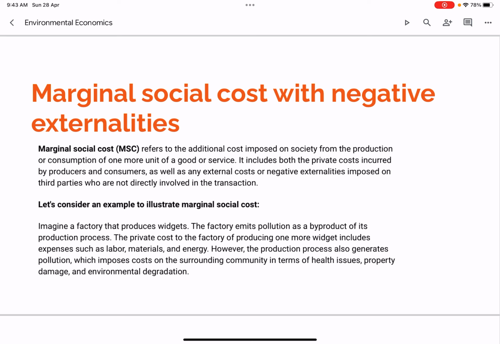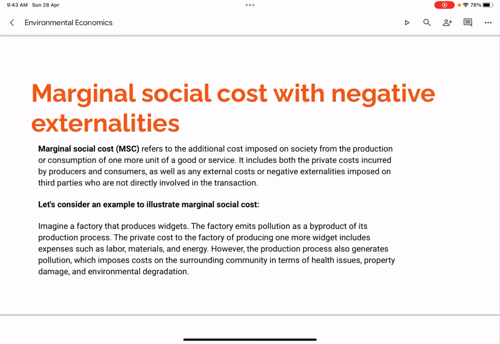One more unit is very important, right? So a marginal addition to the production or marginal addition to the consumption, what would be the cost of that? That is the marginal social cost. So when you talk about a marginal social cost, it would include both the private cost as well as the cost of the negative externalities, right?